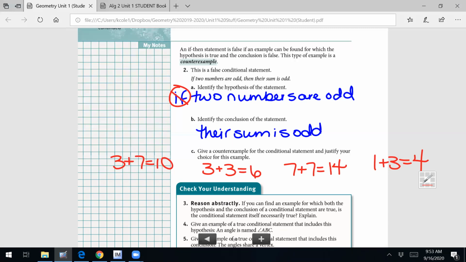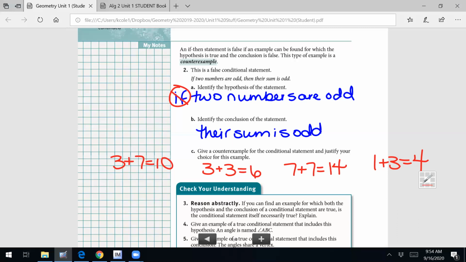All right, so let's check our understanding. Okay, number 3 says, if you can find an example for which both the hypothesis and the conclusion of the conditional statement are true, is the conditional statement necessarily true? So if there's one example of it being true, does that mean it's always going to be true? No, not necessarily, okay? Because it just needs one counterexample for it to be false. So it may have an example that makes it true. It may have 10 examples that make it true. But if there's one that makes it false, then it is a false conditional statement.